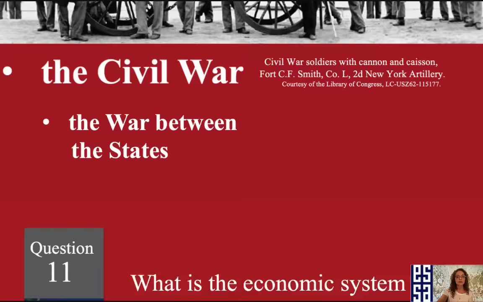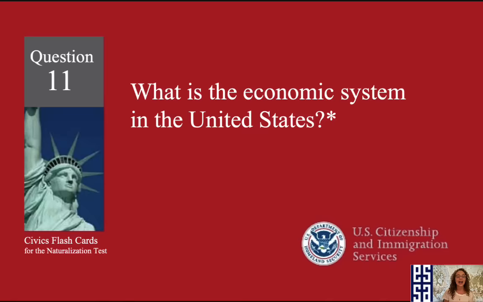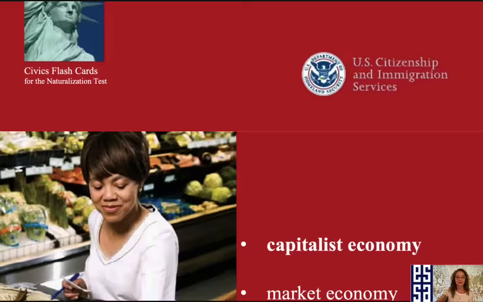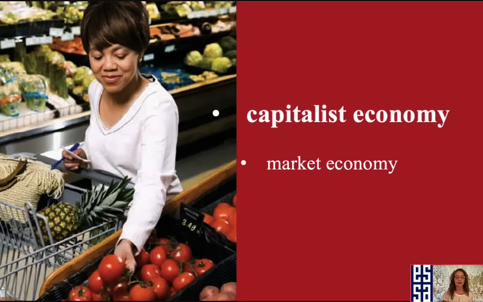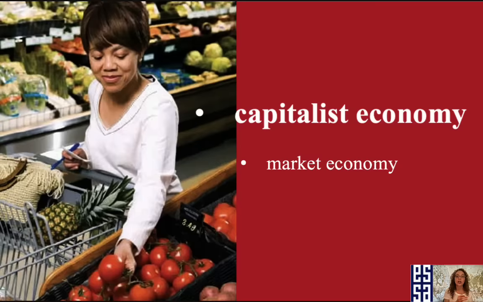What is the economic system in the United States? It is a capitalist economy. If you have a difficult time pronouncing capitalist, you can also say market. Market economy. Either answer is correct.